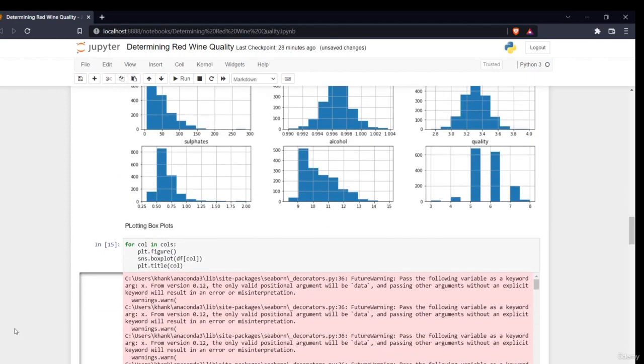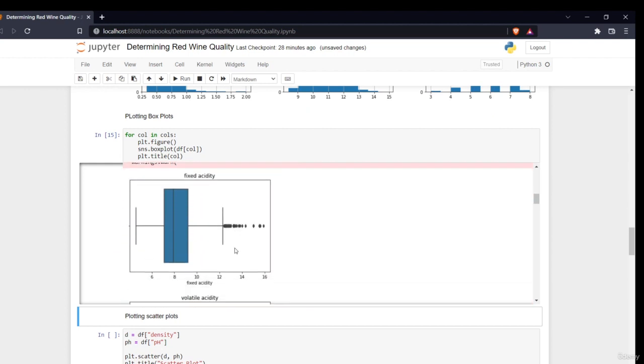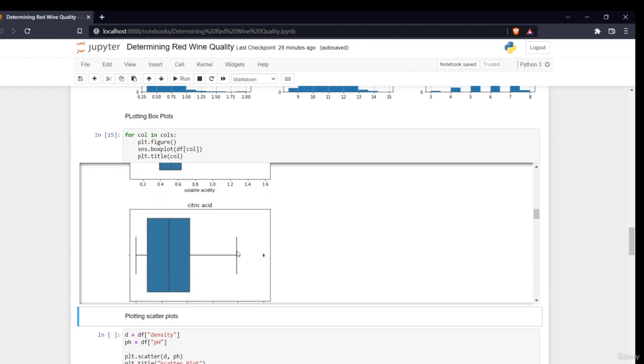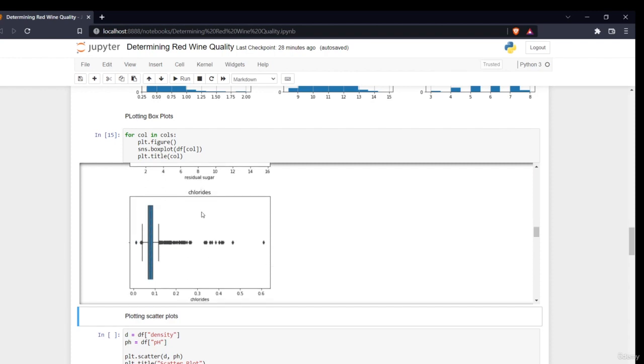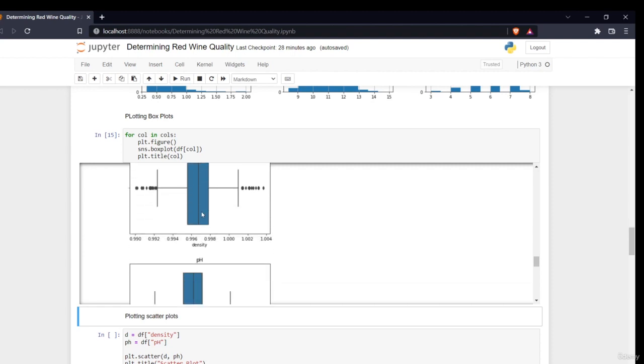So this is basically our box plot, and these are basically our outliers. Okay, fixed acidity outliers. Outliers are basically data points which are residing outside of your 100 percentile of the data. So there are very few outliers. Only in residual sugar we have some, and chlorides, then free sulfur dioxide, total sulfur dioxide, density, pH.